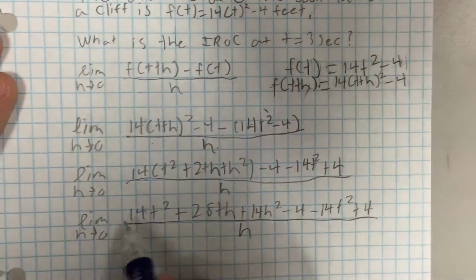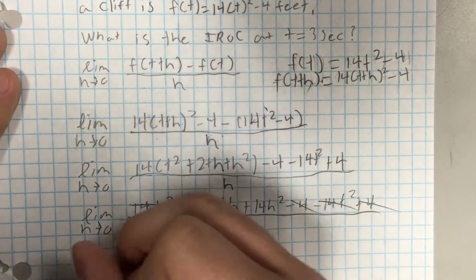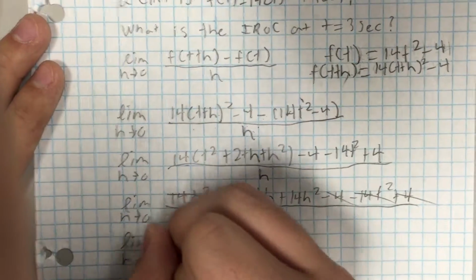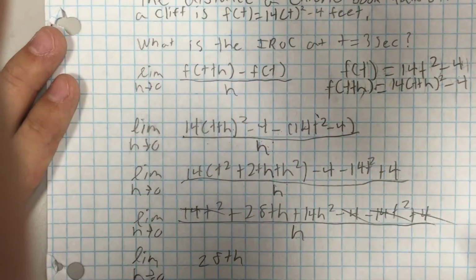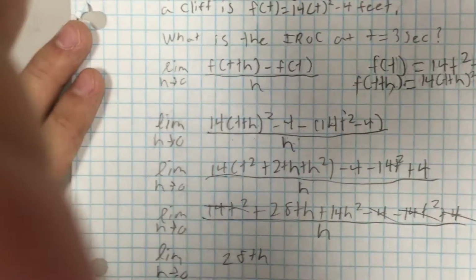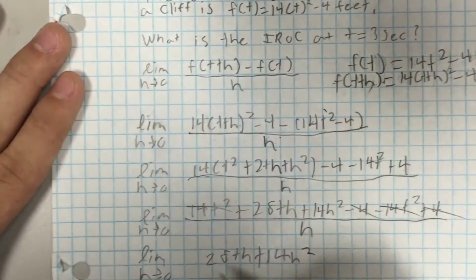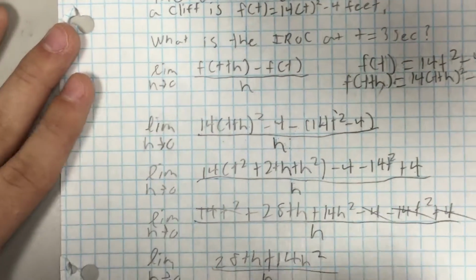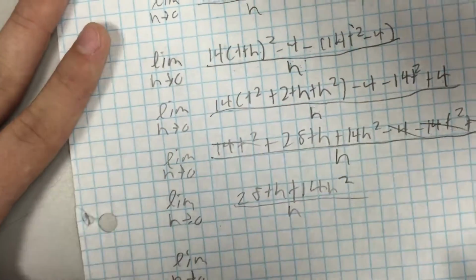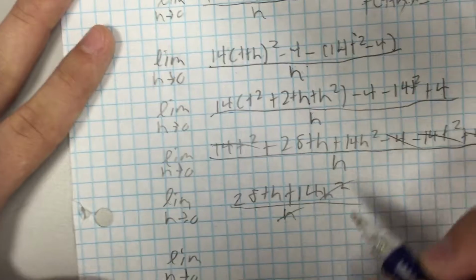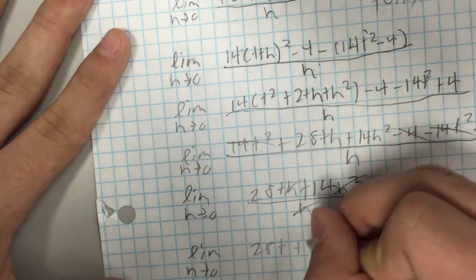Now we can cancel out like terms, which will leave us with 28th plus 14h squared over h. Okay, limit as h approaches 0. We're going to cancel out our extra h's, which will give us 28t plus 14h.